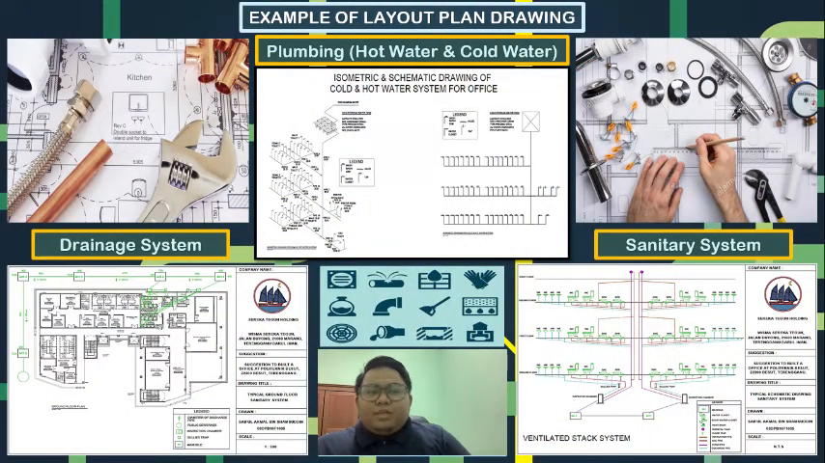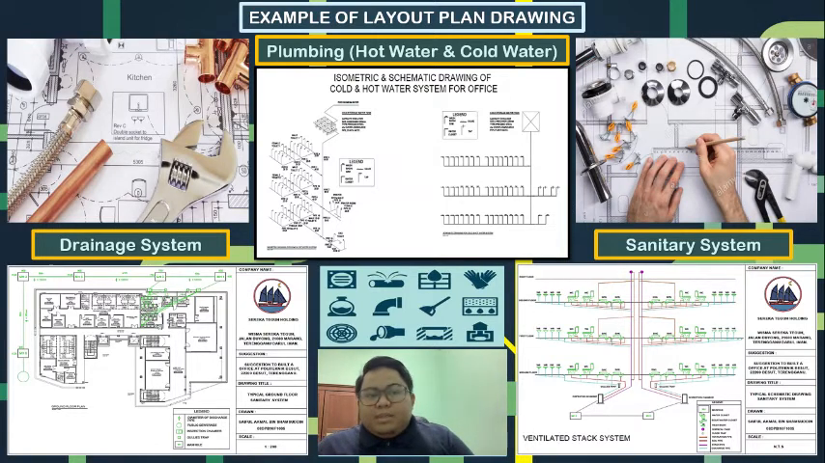Okay, I will show the example of the layout plan drawing for the drainage system, plumbing system, and the sanitary system. Okay, we go through for the first. At my right is the drainage system, and we can see the drainage system show the manhole arrangement until the public sewage treatment.